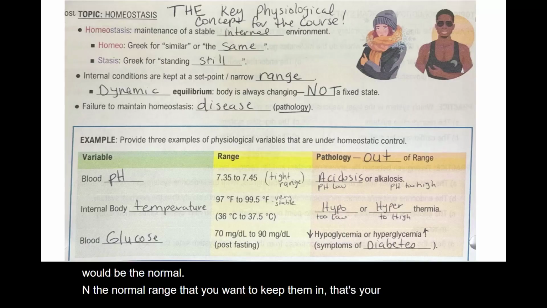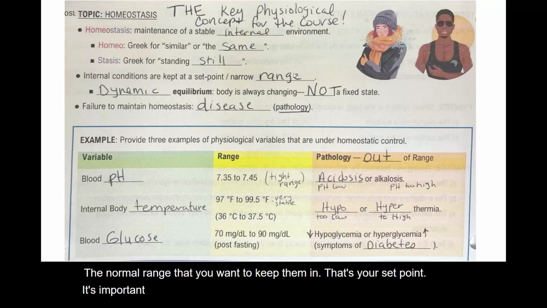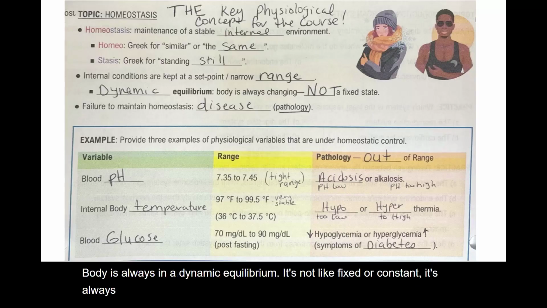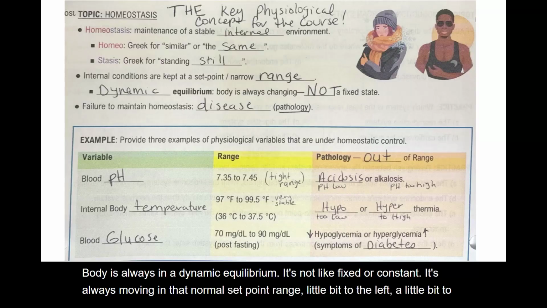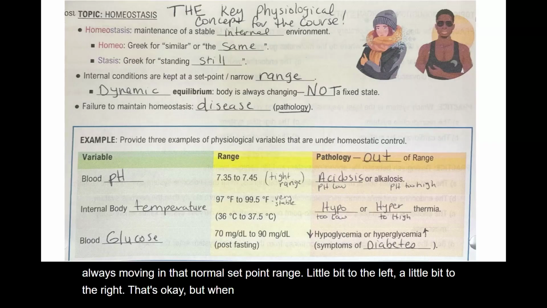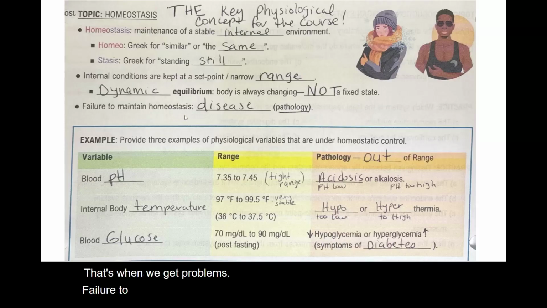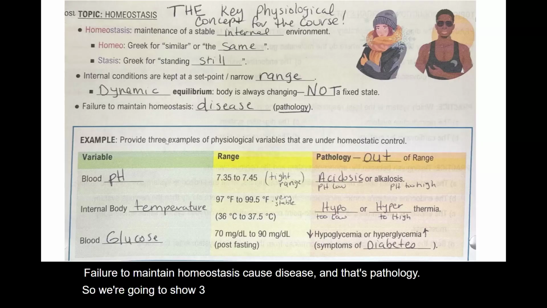That's your set point. It's important to remember that your body is always in a dynamic equilibrium. It's not like fixed or constant. It's always moving in that normal set point range. A little bit to the left, a little bit to the right, that's okay. But when it goes too far off of the normal set point, that's when we get problems. Failure to maintain homeostasis causes disease, and that's pathology. So we're going to show 3 examples on how this works.